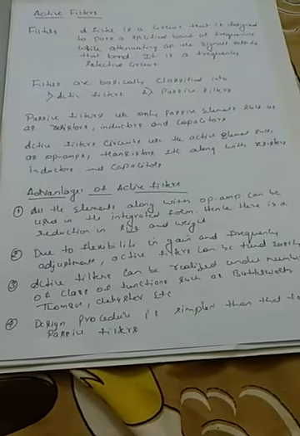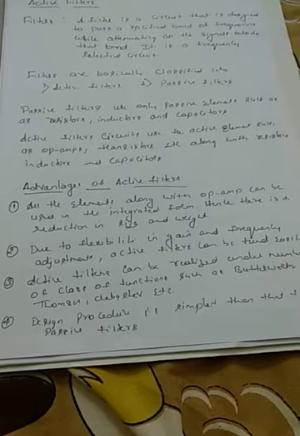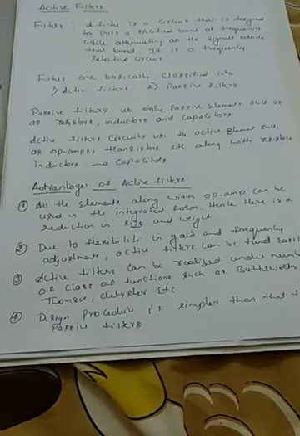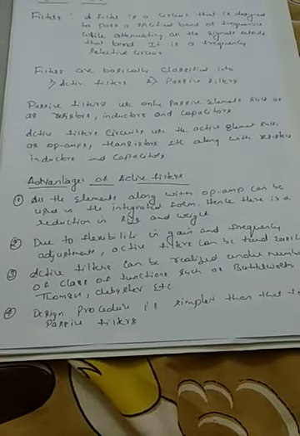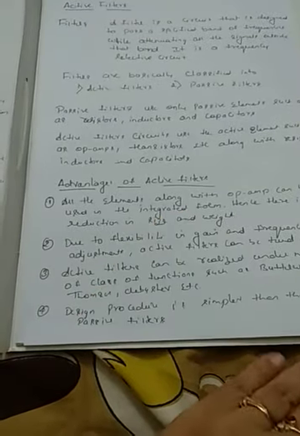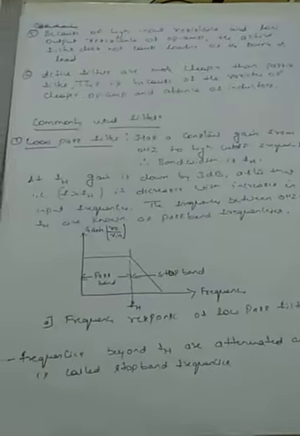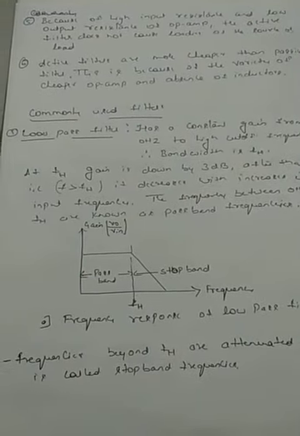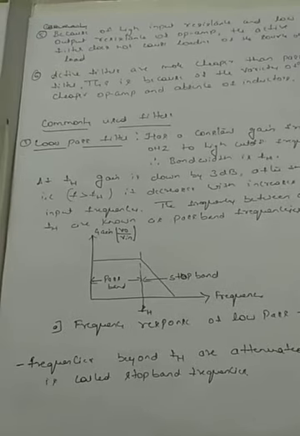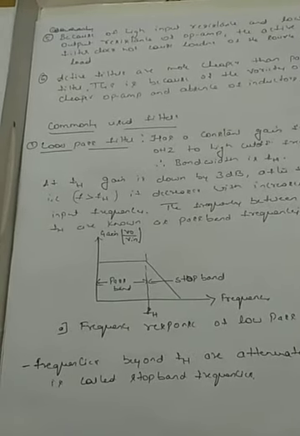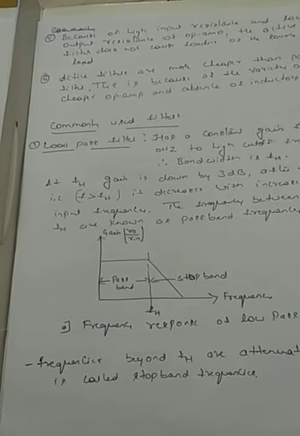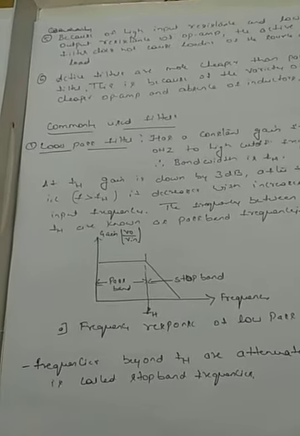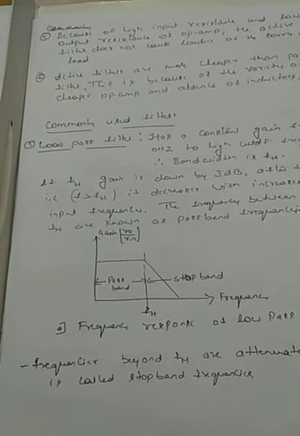Next, active filters can be realized under various functions such as Butterworth, Thomson, Chebyshev, etc. Also the design procedure of the active filter is simpler than for passive filters. And also active filters are cheaper than passive filters. This is because of the absence of inductors. We don't use inductors in active filters because inductors are very large, take too much space and are also expensive. So in active filters we don't make use of inductors, that's why it is cheaper.